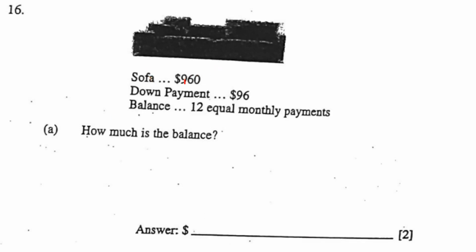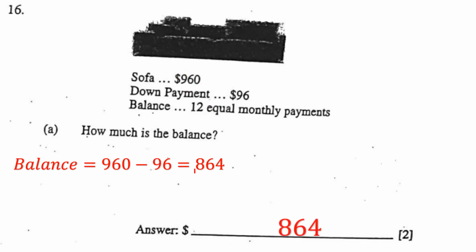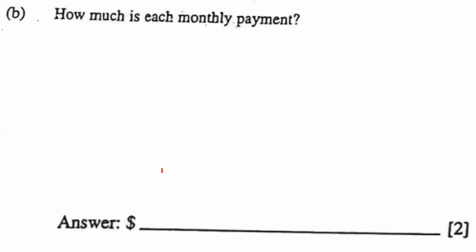Its cost is $960, but you could pay a down payment of $96, and you can pay the balance with 12 equal monthly payments. So the question is, what is the balance? The balance is what you pay after you pay the deposit. So we're just going to subtract, because we know it costs $960, and we already put the down payment. The balance of what's left over for us to finish paying is going to be $864. So $864 is the balance, the rest you have to pay after you already put in the deposit or the down payment.